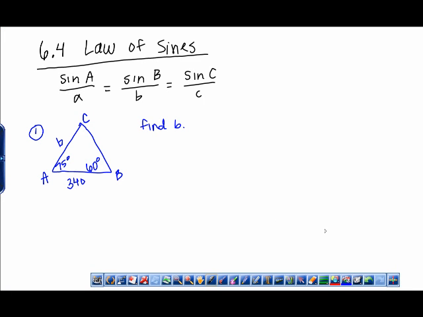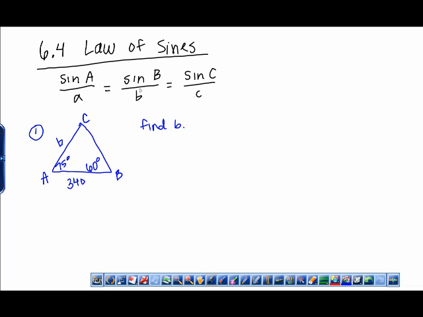Okay, 6.4, law of sines. We already saw in the activity what the law of sines is, but let's just recap and make sure everybody understands. There are three angles and three sides to every triangle, and if you take the sine of an angle and divide it by the side opposite of it, then you have a proportion.